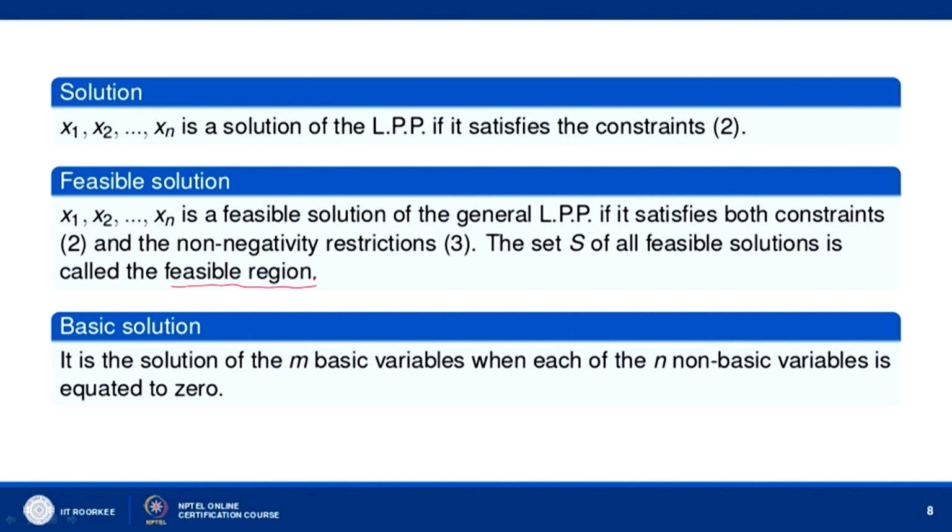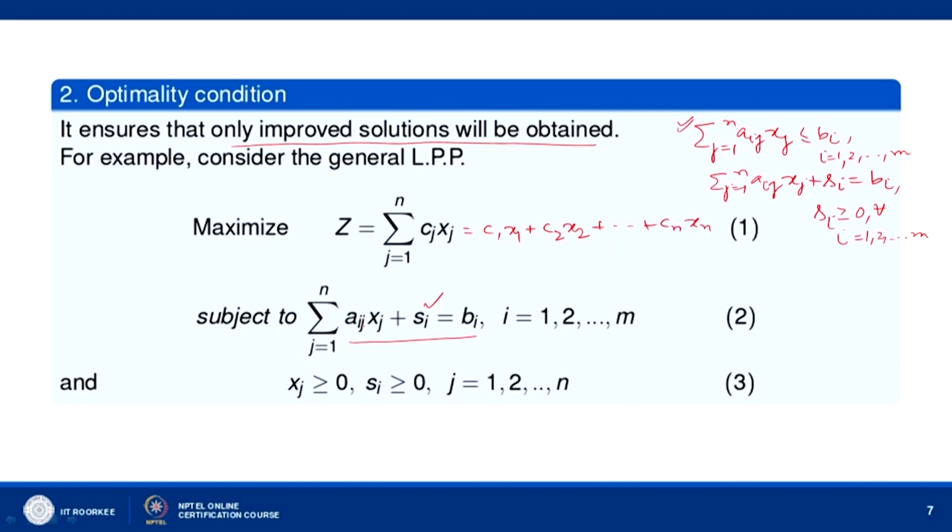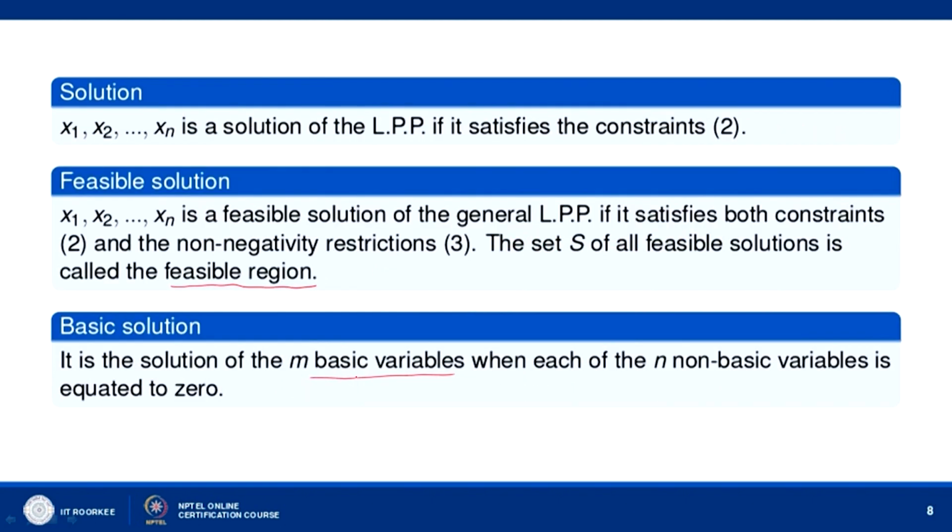Okay. Now, the basic solution is the solution of m basic variables when each of the n non-basic variables is equal to 0. So, if you take the non-basic variables, say x1, x2, ..., xn, to 0, then we have m equations involving m variables s1, s2, ..., sm. Okay. So, we will be able to get the values of s1, s2, ..., sm from these m equations. Then x1, x2, ..., xn and s1, s2, ..., sm will give us a basic solution of the linear programming problem. So, it is the solution of m basic variables when each of the n non-basic variables is equated to 0.